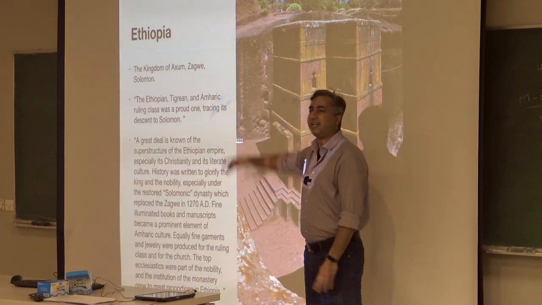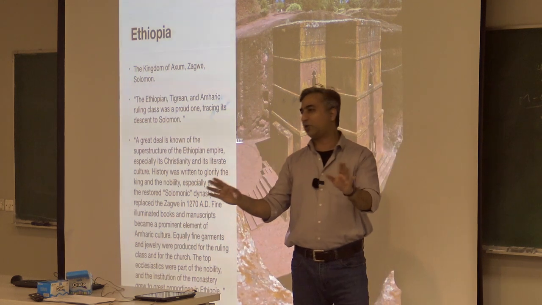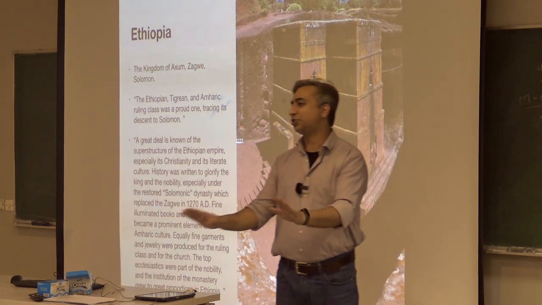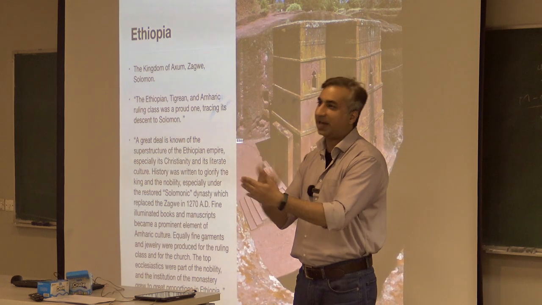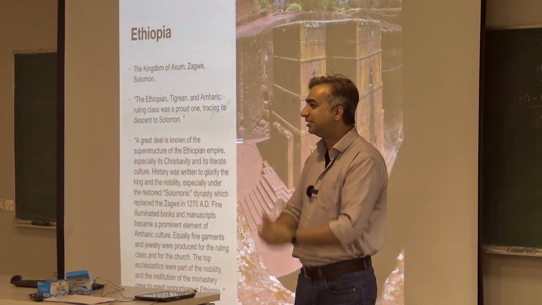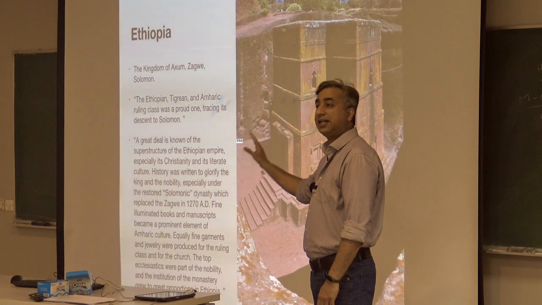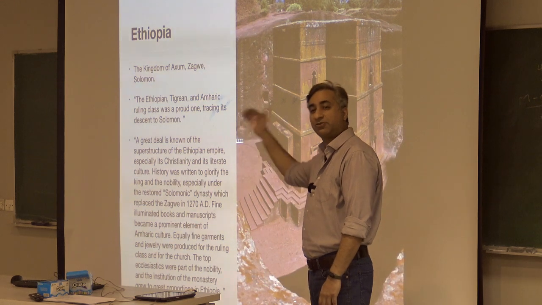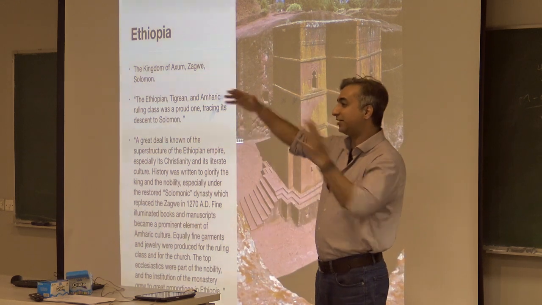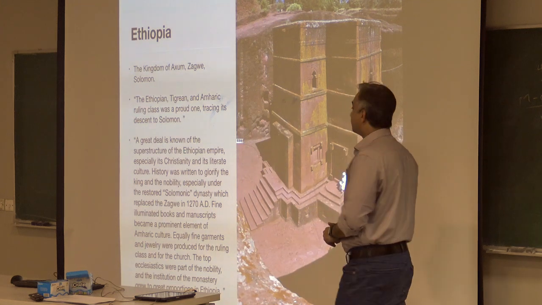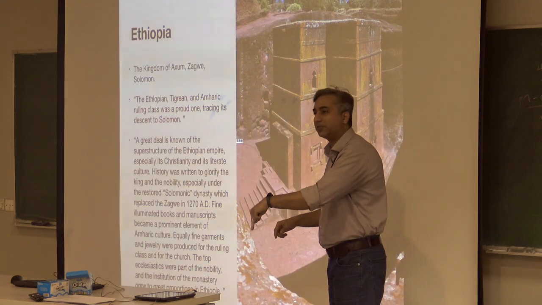A great deal is known of the superstructure of the Ethiopian Empire. Whether this descent is correct or not is irrelevant, because lots of historians say, no, it's fictitious. There isn't really a direct descent to King Solomon the Wise. But they definitely claimed it. They said, yes, we are descendants of King Solomon the Wise. We are part of that whole Zionist tradition, not the modern Zionist tradition.